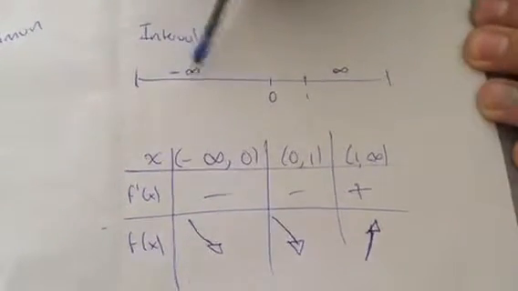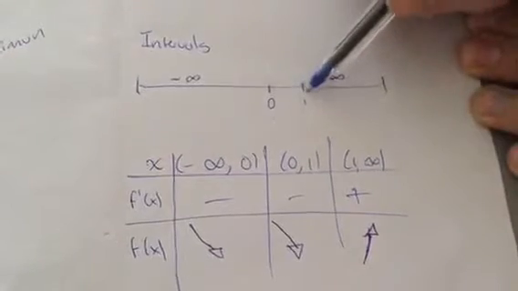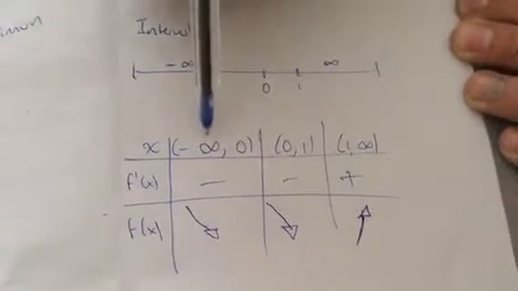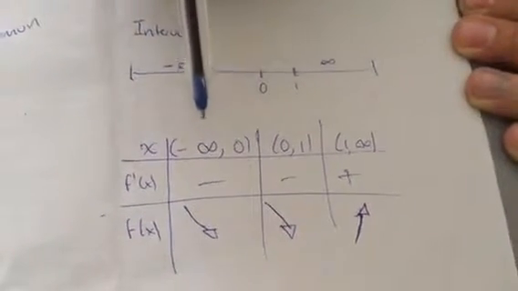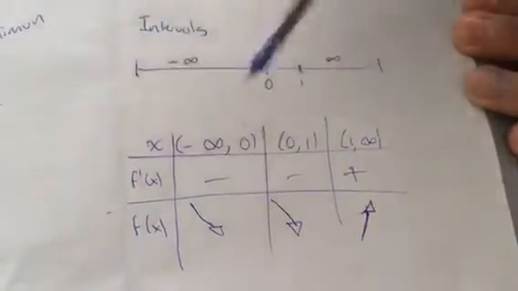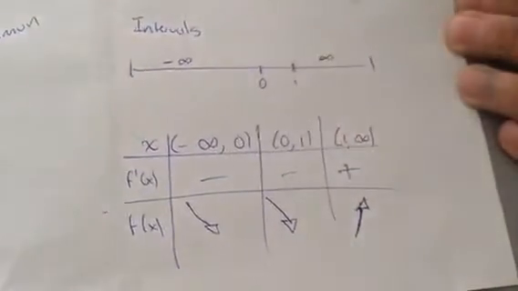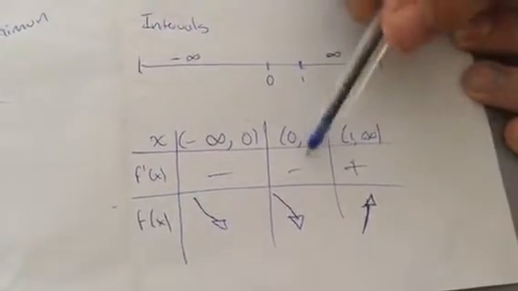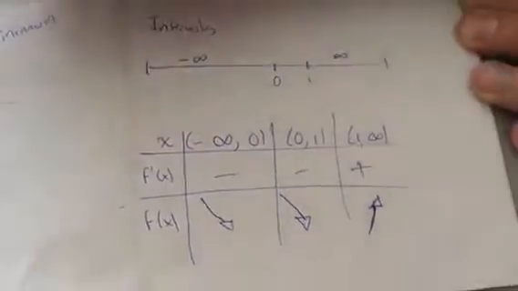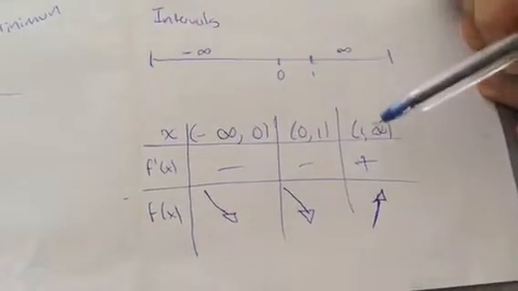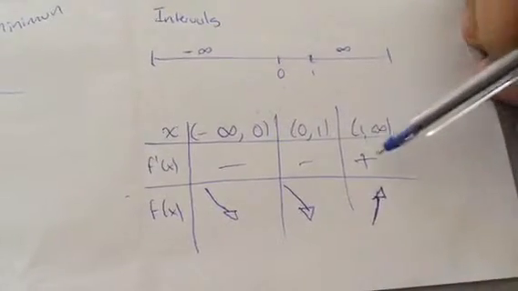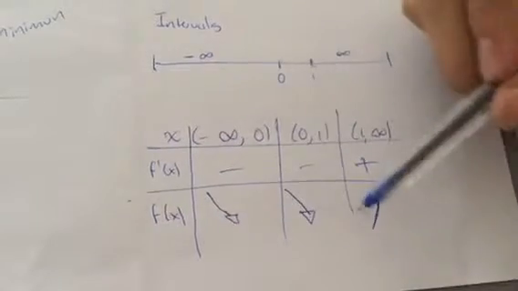So we put minus infinity to 0, 0 to 1, which is the critical point, and 1 to infinity. Then we substitute values. From negative infinity to 0 will always give us a negative result, so the graph will go downwards. From 0 to 1, since the graph doesn't touch 1 yet, it will give us again negative values, and the graph will go down. Then from 1 to infinity, the graph changes and goes upwards, so the values will be positive and the graph will go upwards.